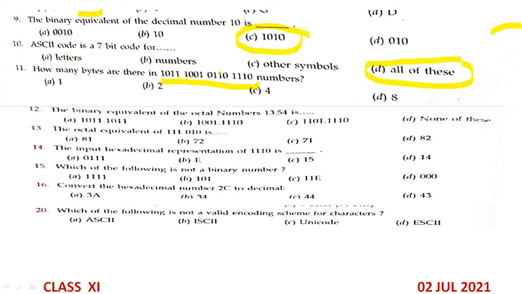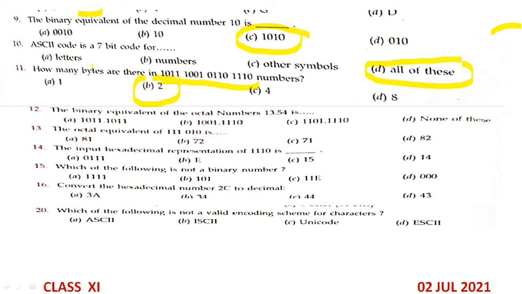16 digits divided by 8, because 1 byte equals 8 bits, so 2. If there are 8 bits, the number of bytes would have been 1. If there are 16 bits here, the number of bytes will be 2. So your answer will be B. How many bytes are there in this number? 2 is the answer.